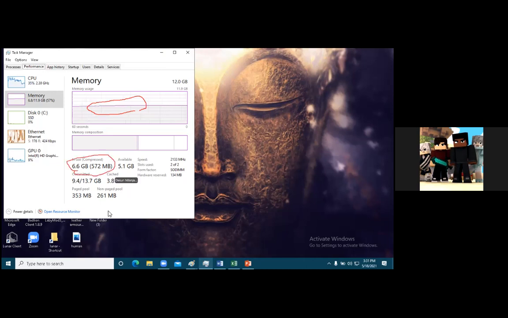Now please close Word, Excel and PowerPoint. And notice this. It was 6.6. When you close Word, Excel, PowerPoint, all three, now it has come down. Now it is 6.5. Now it is 6.4. Okay. Got the idea what DRAM is?